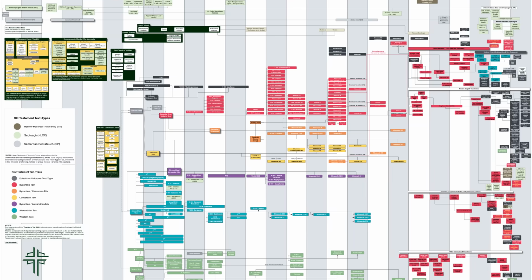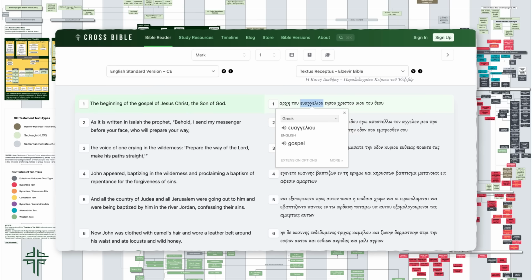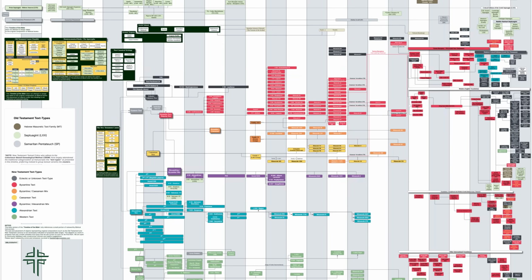Until recently, there were not really any good charts out there for explaining the fundamentals of textual criticism. However, there is one now because a colleague of mine named Stephen Nelson created it. Stephen is the founder of crossbible.com, a web-based Bible study platform that includes an interactive version of the timeline of the Bible. Today, I'm going to use his chart in order to give you an introduction to New Testament textual criticism.